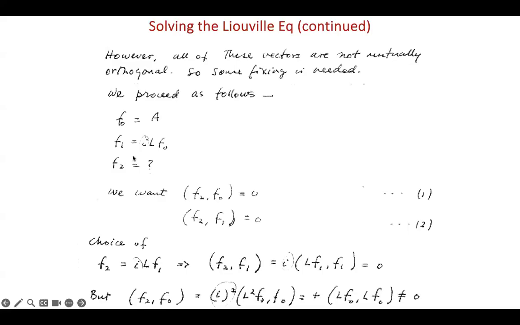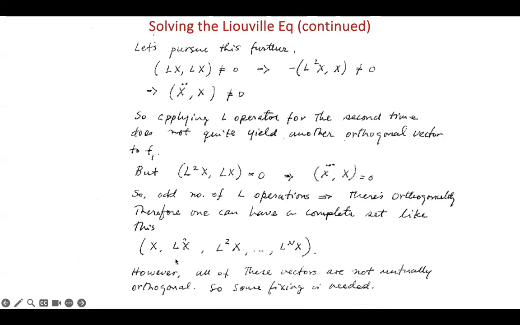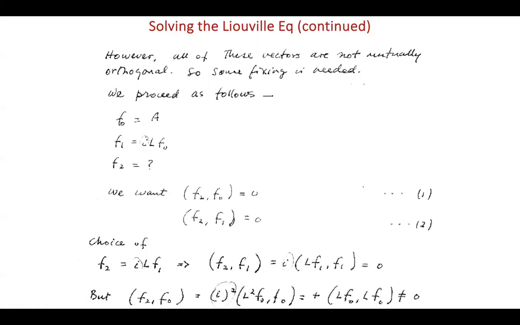So then we wanted to find out what is the general structure of F2. And of course, we have to insist F2 is orthogonal to F0 and F2 is orthogonal to F1. So we can start with a very simple statement. F2 is ILF1, which already guarantees F2, F1 is 0. But it doesn't guarantee that F2, F0 is 0. So clearly F2 can't be ILF1. We already know that the second derivative problem is not orthogonal. So F2 cannot be ILF1. We know that, and here we are just saying the same thing.